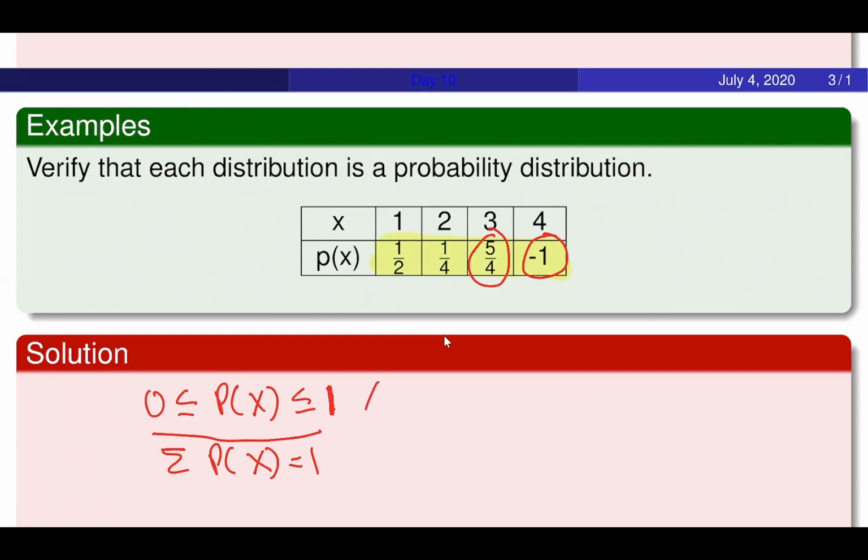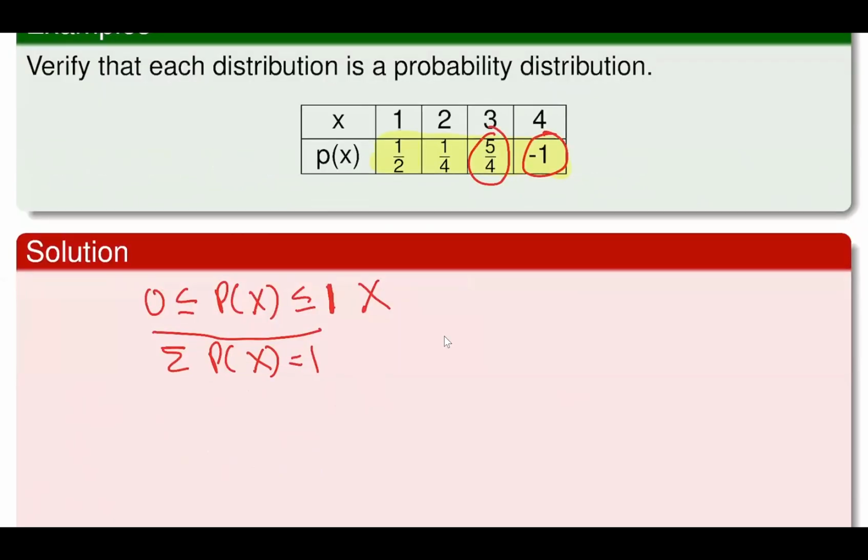So this condition failed. So we're going to say this is not a probability distribution of the model, and that's it for that second problem. As soon as you notice that you have that negative, you want to say that this is not a probability distribution. Any question for that second problem?